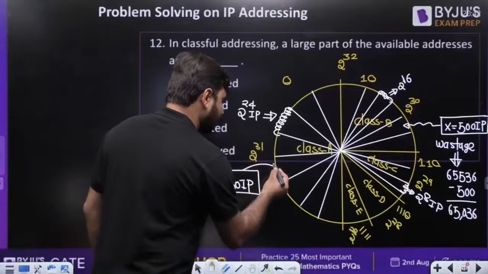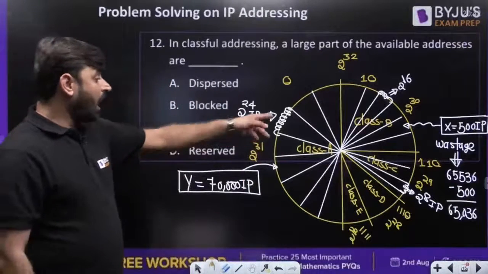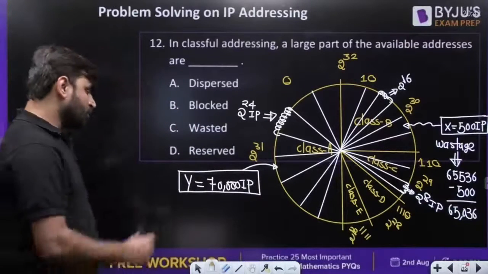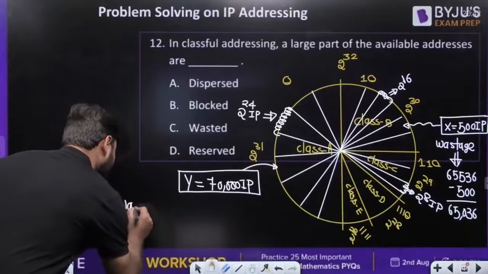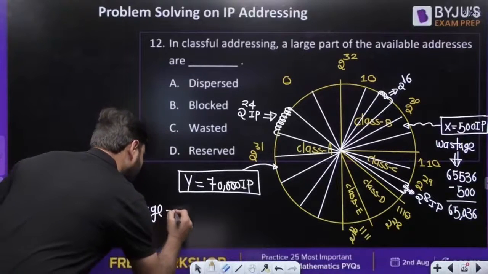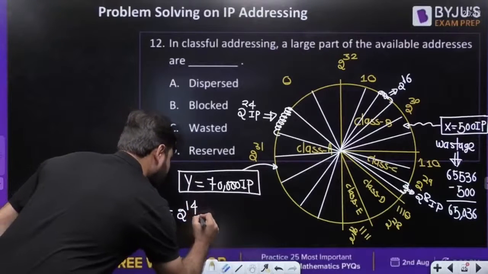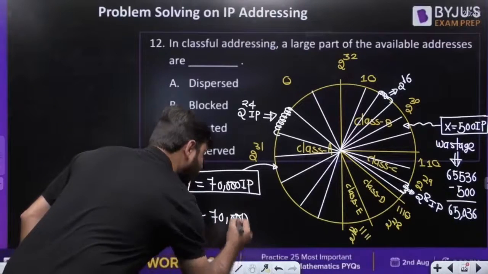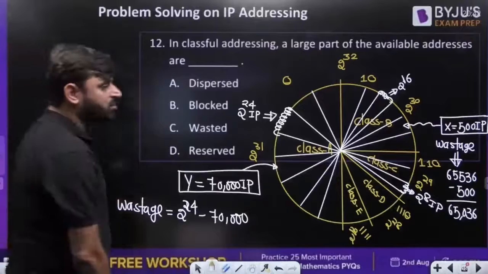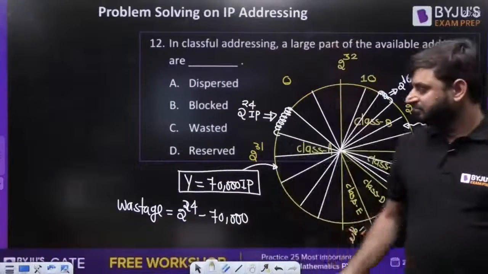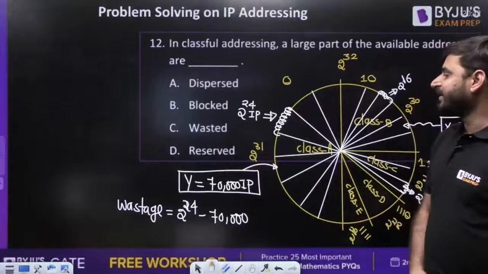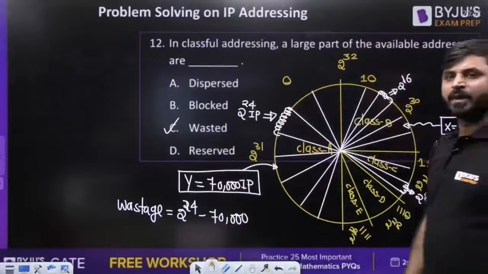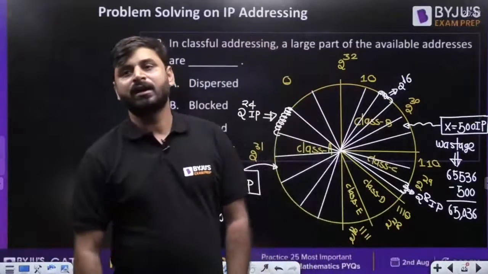If we take a class C network, my dear friends, how many IP addresses are available? 2 power 24, approximately 1.6 crore. What is the wastage here? 2 power 24 minus 70,000, that is 1.6 crore minus 70,000. Lots of IP addresses are wasted. So that's why the correct answer for this question is wasted. In classful addressing, a large part of the IP addresses is wasted. This is the drawback of classful addressing.